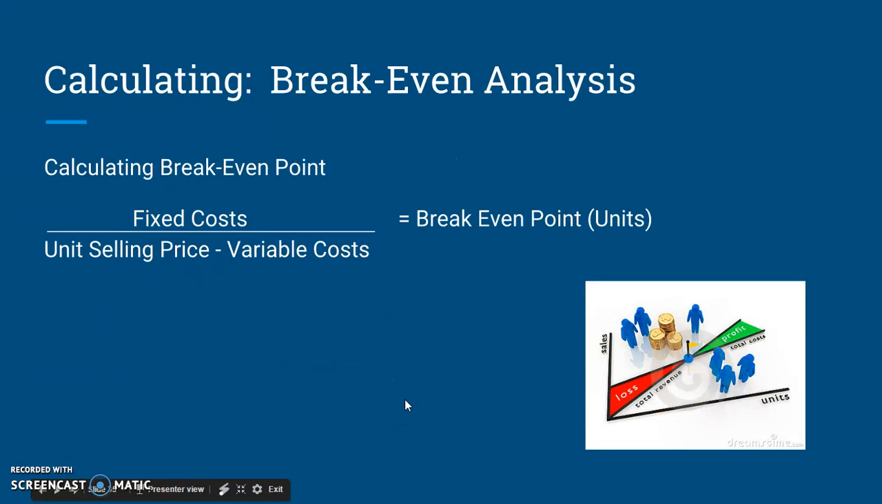If we were going to take a look at this and break it down into an actual formula or calculation, if we wanted to calculate break-even, we take our fixed cost, we divide that by the difference of our unit selling price and our variable costs. By doing that, that is going to give us our break-even point in terms of units. X amount of units need to be sold in order for us to break even.